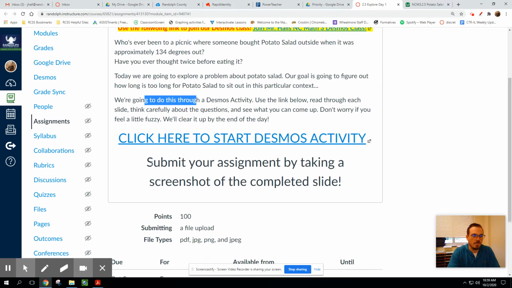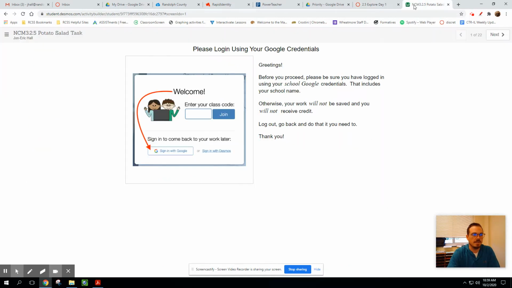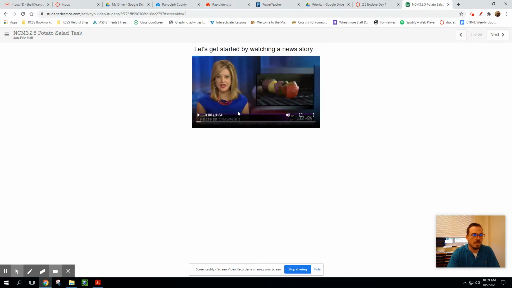We're going to go through the Desmos activity. When you're done, I want you to submit a screenshot of your completed slide. You can either take a picture of it with your phone, or, depending on if you're on the phone or on a computer, do the print screen and get it that way. So inside of our Desmos activity, you can see that there are 22 slides. I'd like for you to watch the news story. Well, you've probably been grilling all day long. Maybe you still have some food sitting out from this afternoon. The question a lot of you may be asking is, is it safe to eat?